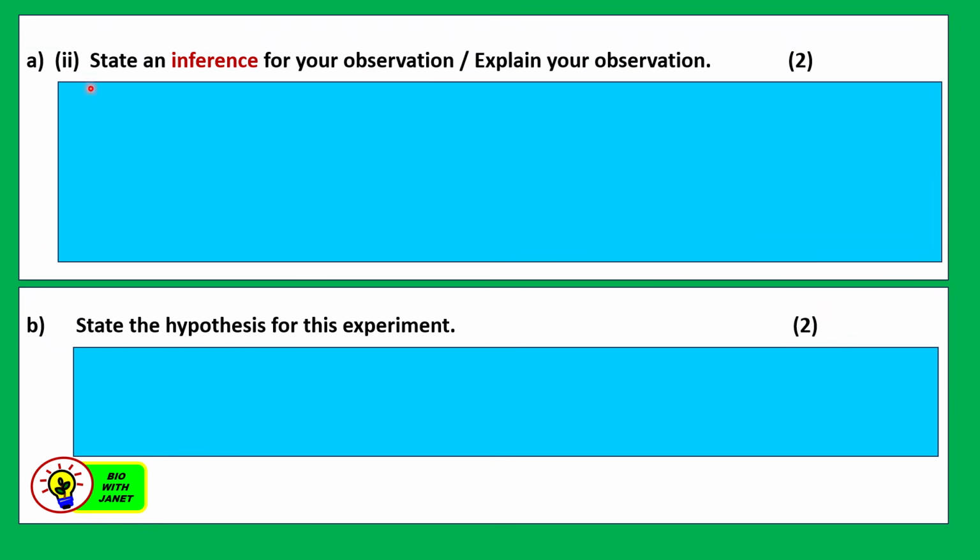Now, second question, state an inference for your observation or explain your observation. They mean the same thing because an inference is an explanation for the observation. All right. So try and answer these questions first to test your skills, and then you look at the answer. Right. Let's look at the first answer.